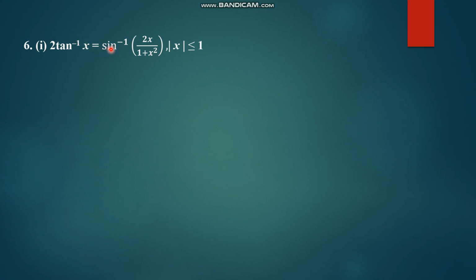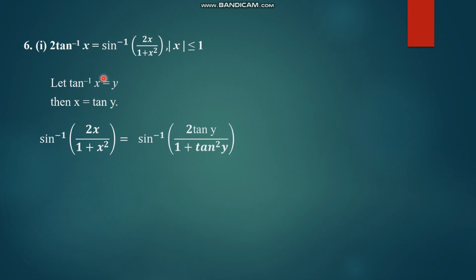2 tan inverse x is equal to sin inverse of 2x by 1 plus x square. What we do is we will take this tan inverse x as y, and then as we know x will be tan y, and we will take the RHS, which is sin inverse 2x by 1 plus x square. But what is x? X is nothing but tan y, so we will substitute. So this will be 2 tan y by 1 plus tan square y. And we have seen this result somewhere. As you are right, this is nothing but sine of 2y. So this is the formula for sine of 2y.